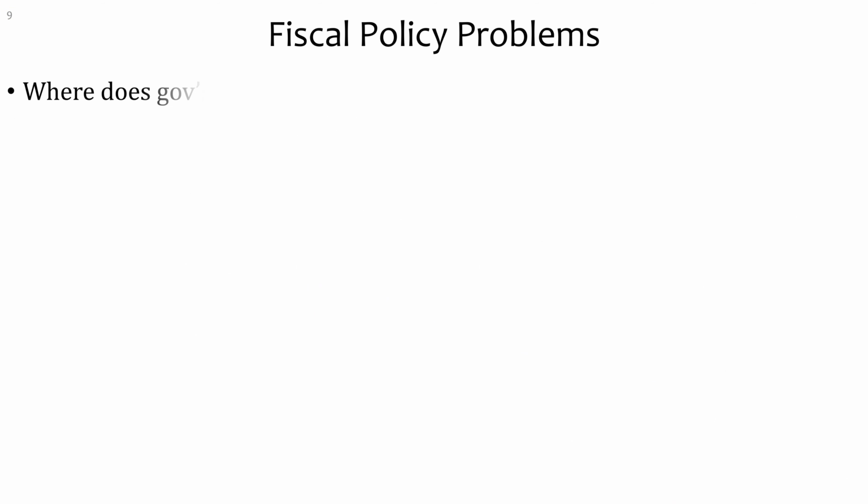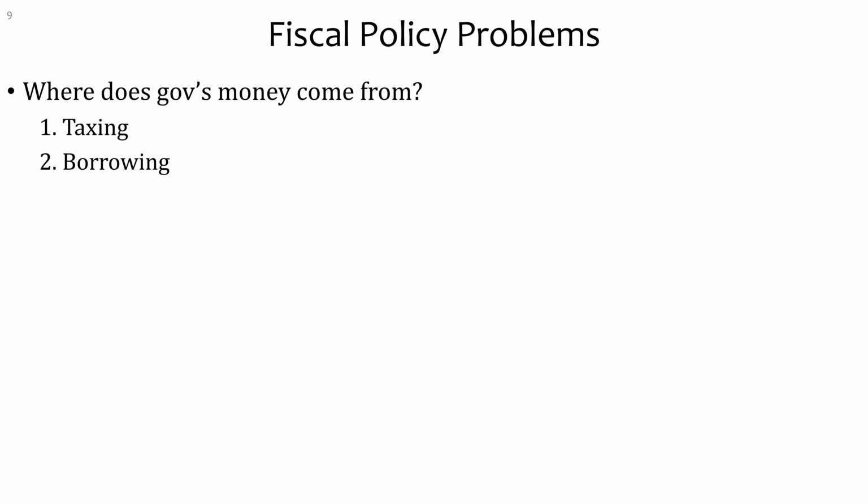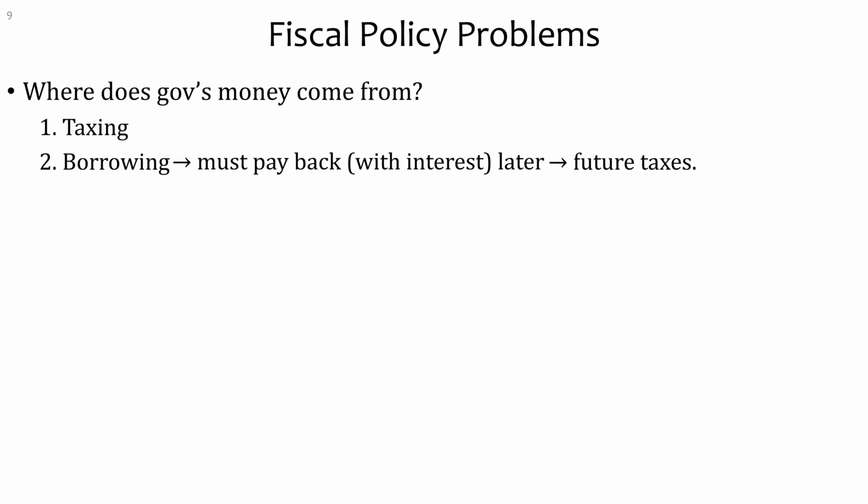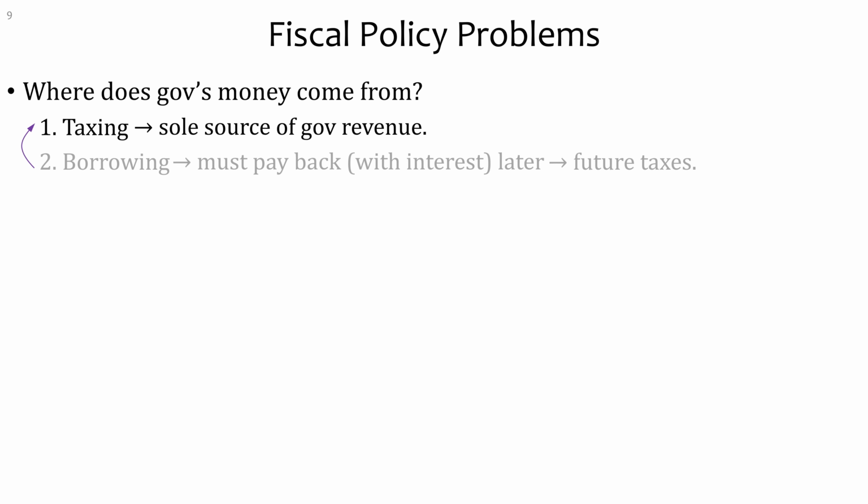So where does the government money come from? We already talked about that. It's either taxing or borrowing. Now, if they borrow, that's actually not really different from taxing, because if they borrow, they will still have to pay it back later with interest. So later, what do they have to do? Well, later, they would have to tax in order to get the funds to pay back, right? So you get back to the initial point. So really, the only source of government revenue is taxation. That's super important. Now, you might be like, hang on, how about printing money?